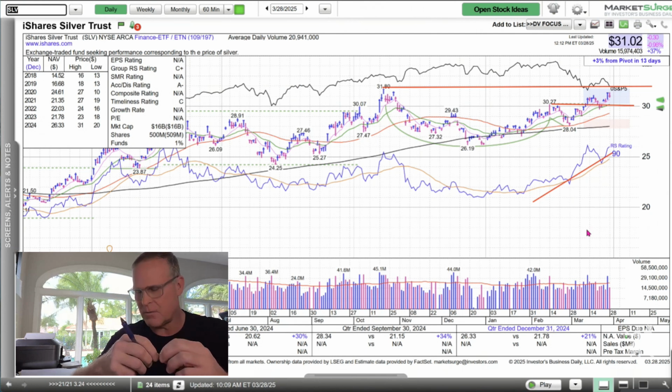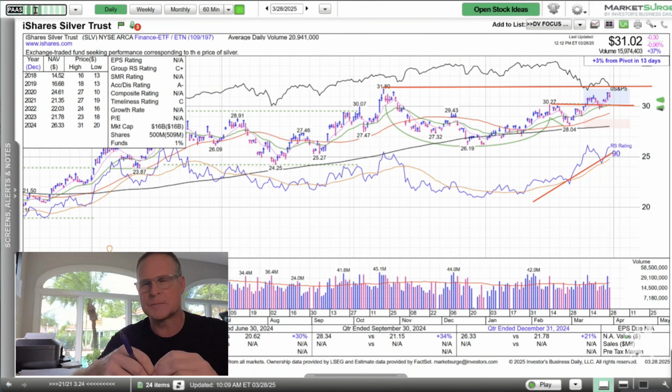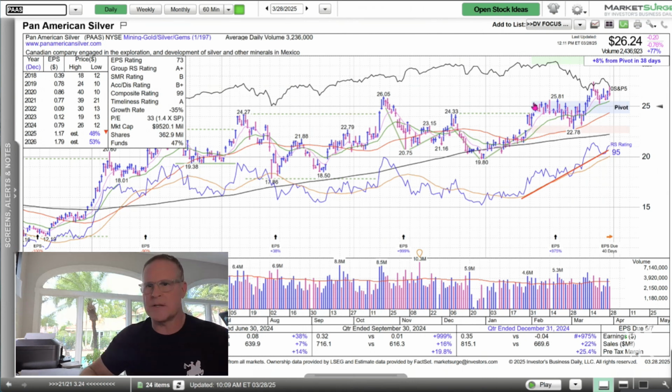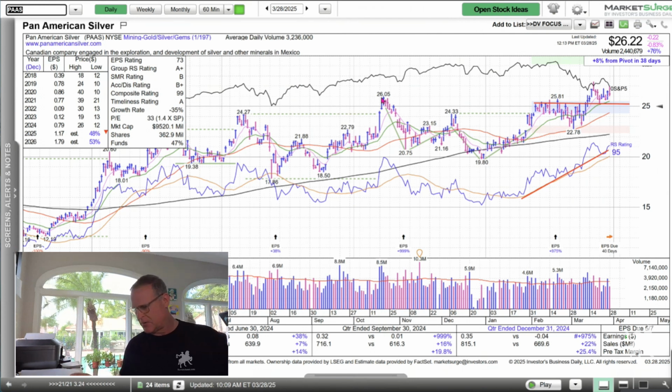Now, if we look at one individual stock, PAAS, Pan American Silver, you can see that relative strength is also moving into new high ground, and this also broke through a double bottom base recently. If you go back and look at the October highs to the January lows, we have a VCP pattern developing here, where you've got the first move from that high down to the low, which is about 24%.